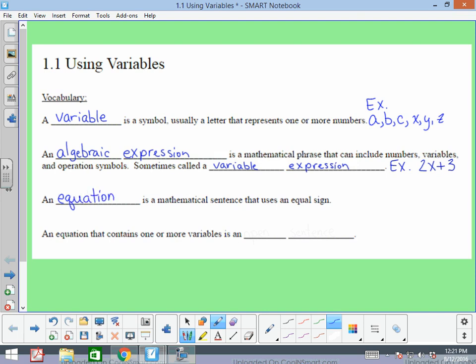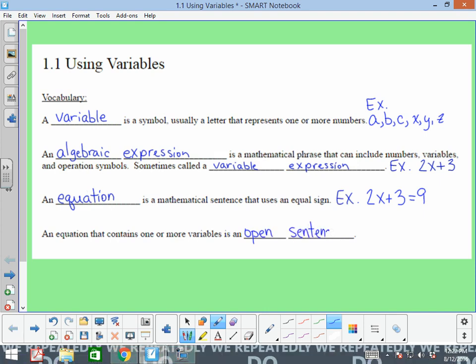So an equation is a mathematical sentence that uses an equal sign. So an example would be 2x plus 3 equals 9. Now, an equation that contains one or more variables is also called an open sentence. So 2x plus 3 equals 9 is an open sentence because it has one variable term.